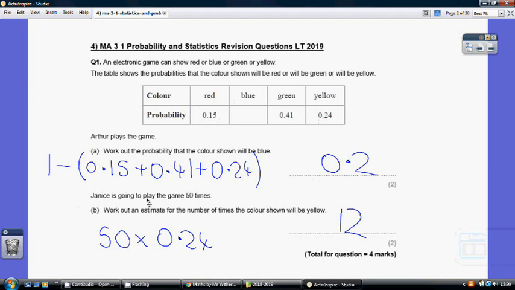Now for part B, Janice is going to play the game 50 times. How many yellows would we expect? Well, the chances of a yellow with one throw is 0.24, so if we throw it 50 times, we're going to expect 50 lots of 0.24, which is 12.